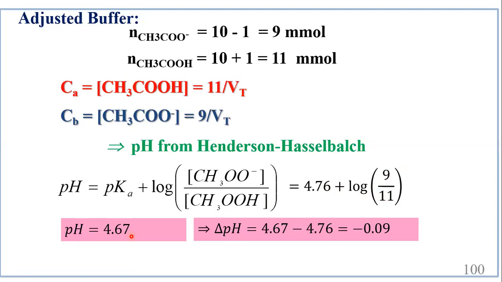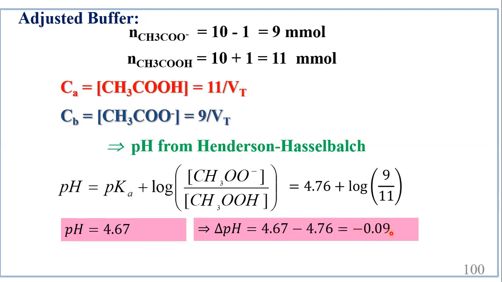Let's look at this change in pH. How did the pH differ? pH final in the final solution was 4.67. In the initial solution, remember, initially we had the same concentration of the anion and the acid. It was the same. It was both 10 millimole. And so the pH was simply equal to the pKa in my original buffer solution before adding the H3O plus. So the change in pH will happen to be minus 0.09. In other words, the pH decreased by 0.09.